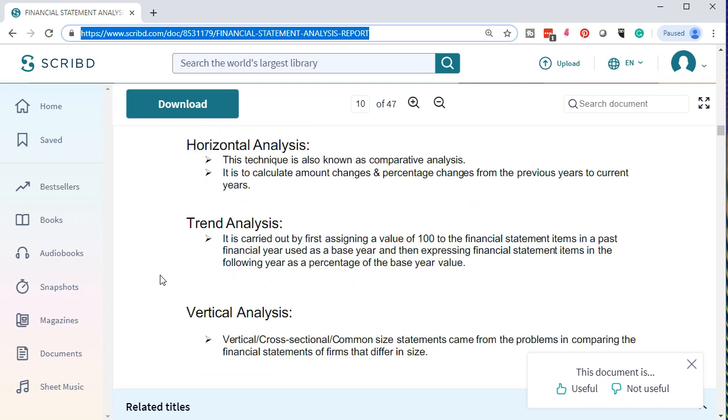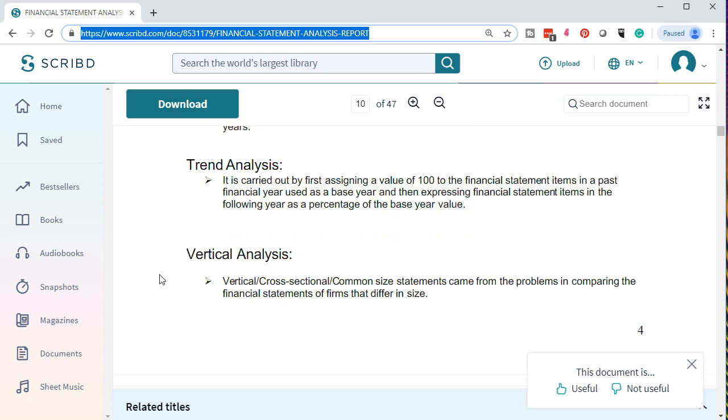Trend analysis is carried out by first assigning a value of 100% to the financial statement item in a past financial year used as a base year, and then expressing financial statement items in the following years as a percentage of the base year value. So that's going to be our trend analysis. We have multiple years. We're going to take them all back to the base year.